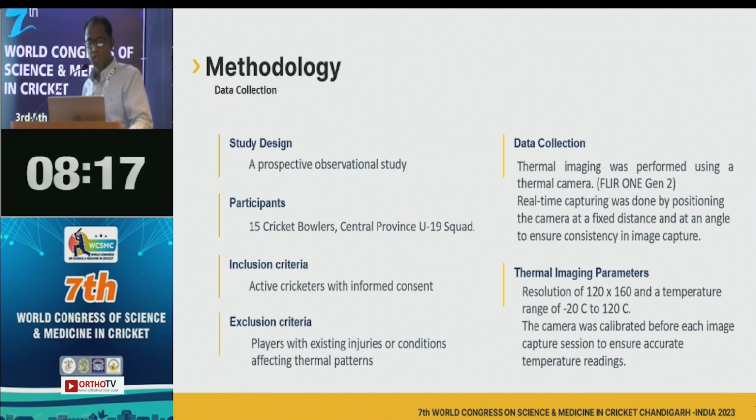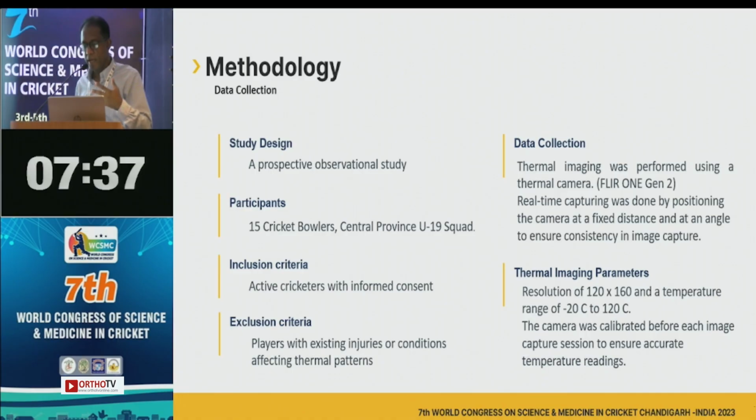We did our study in a prospective observational manner, and only the junior squad of 15 players was included. The inclusion criterion was active players with informed consent, and the exclusion was players with existing injuries and conditions that affect the thermal patterns of the normal human body. We used the FLIR second generation thermal image camera, and the camera was positioned at a fixed distance and a fixed angle to maintain consistency of image capture.